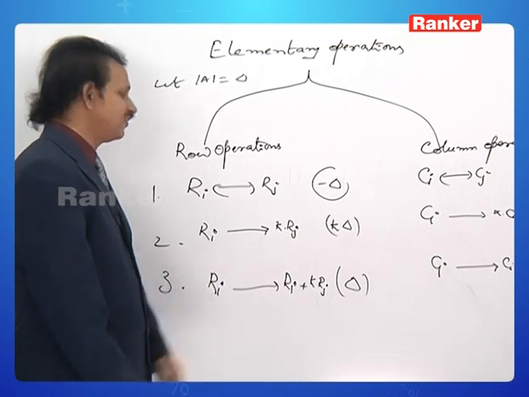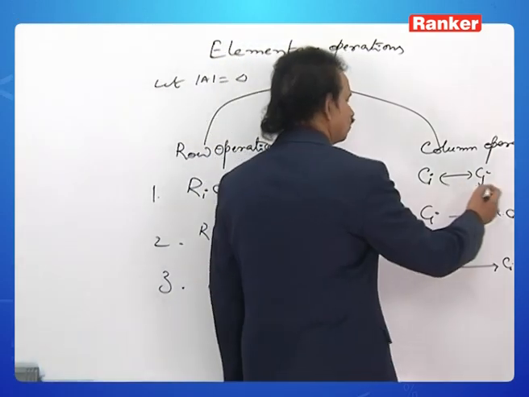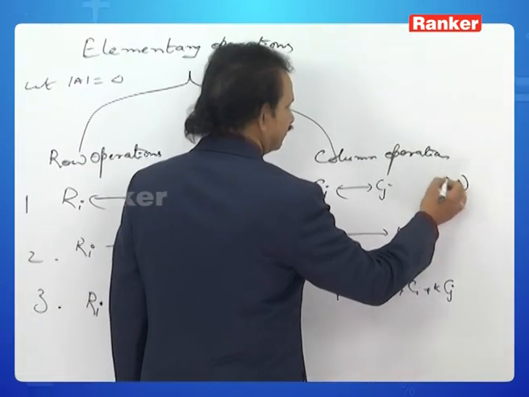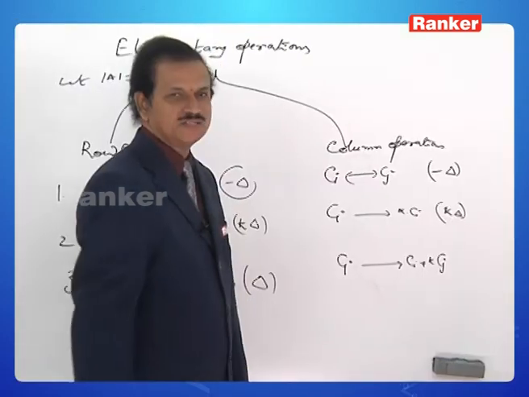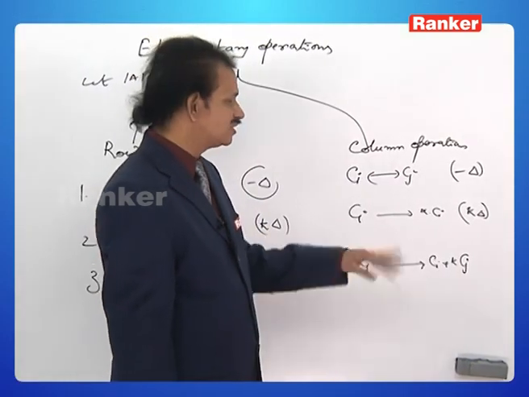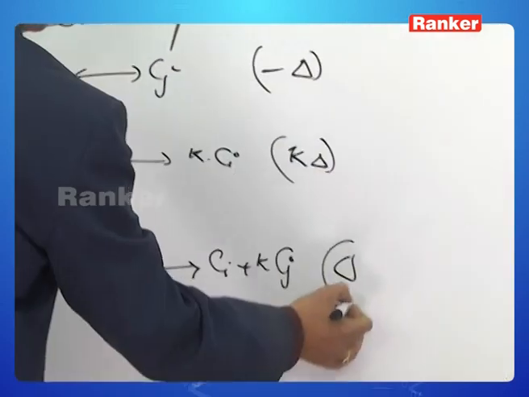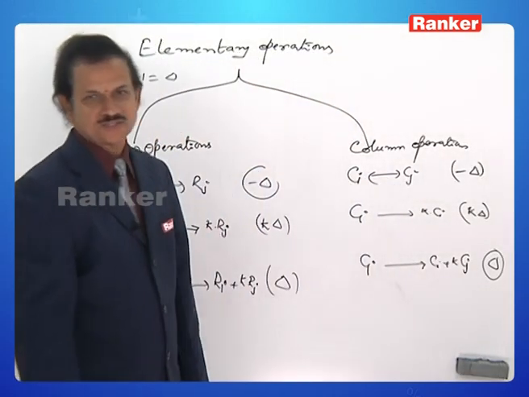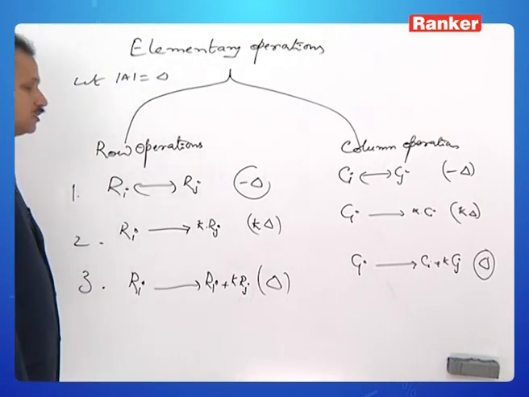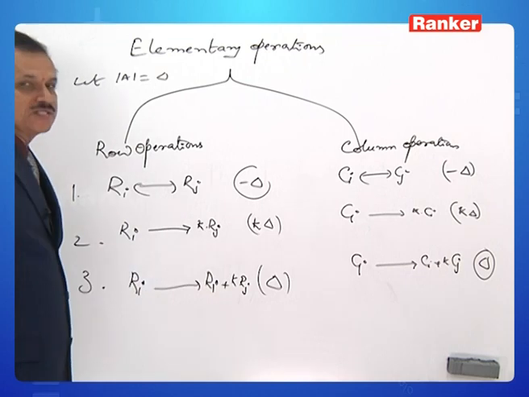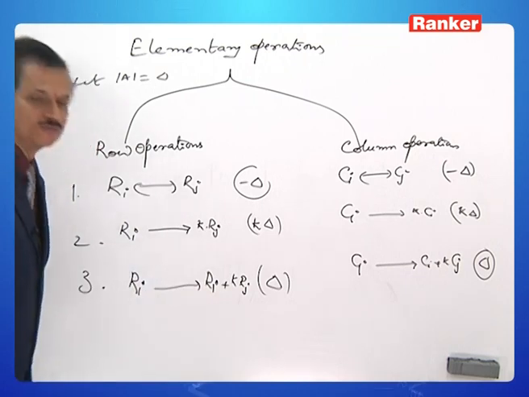The most useful result is this. And in similar fashion, if you apply this one, the determinant will get minus sign. If you apply this one, the determinant will be k times the original determinant. And if you perform this operation, there will be no change to the determinant. So, these three operations and those three operations together are called elementary operations.